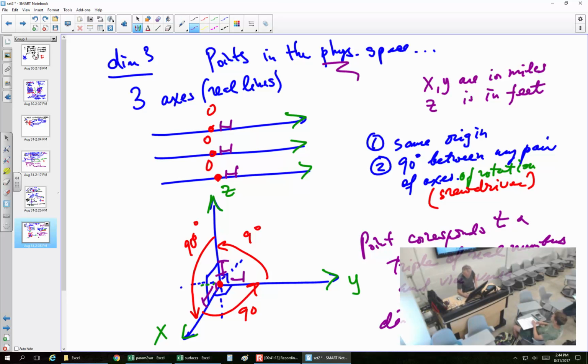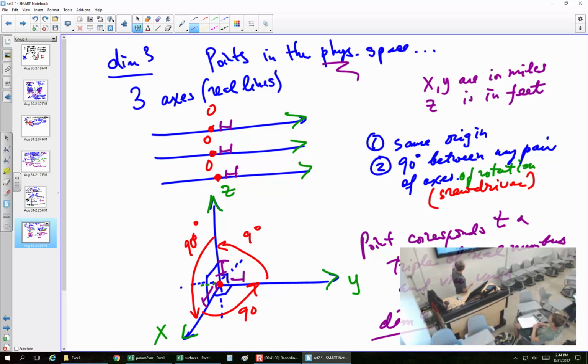Dimension 4. The only trouble with dimension 4 will be that we won't have a picture. But otherwise, you can imagine that everything is very similar. So you have 4 axes. They have the same origin. There are 90 degrees between them.